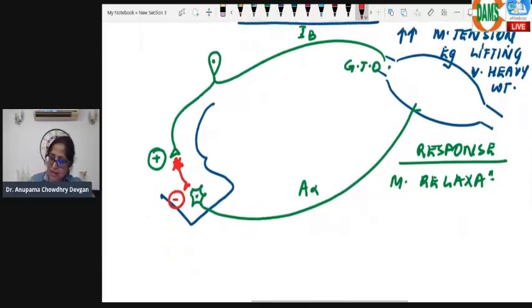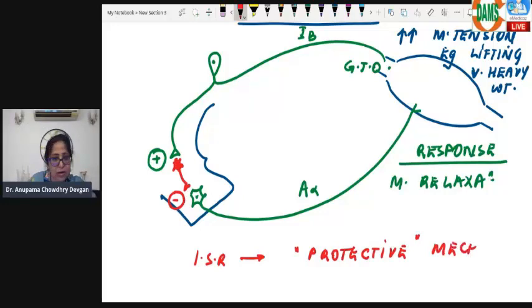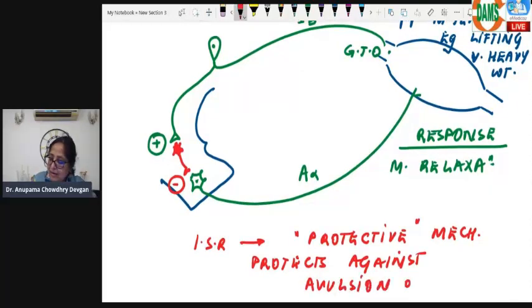What is this inverse stretch reflex? In fact, the inverse stretch reflex is protective. This is a protective mechanism, isn't it? Why do we call it protective? Because it causes a muscle relaxation. It protects against avulsion of the tendon. If the muscle tension becomes very high in a muscle, there can be avulsion of the tendon. So this is protective against that. It is protecting against an avulsion of the tendon.